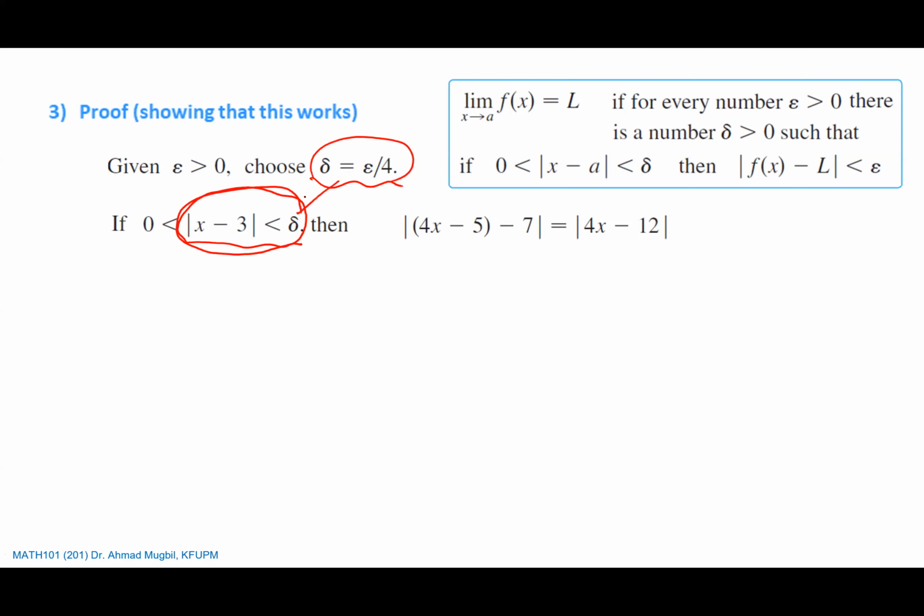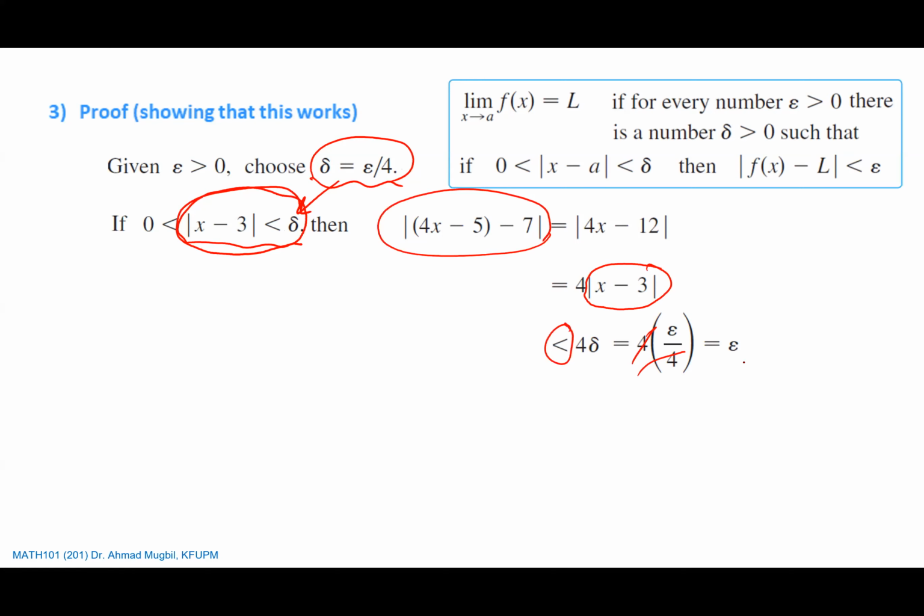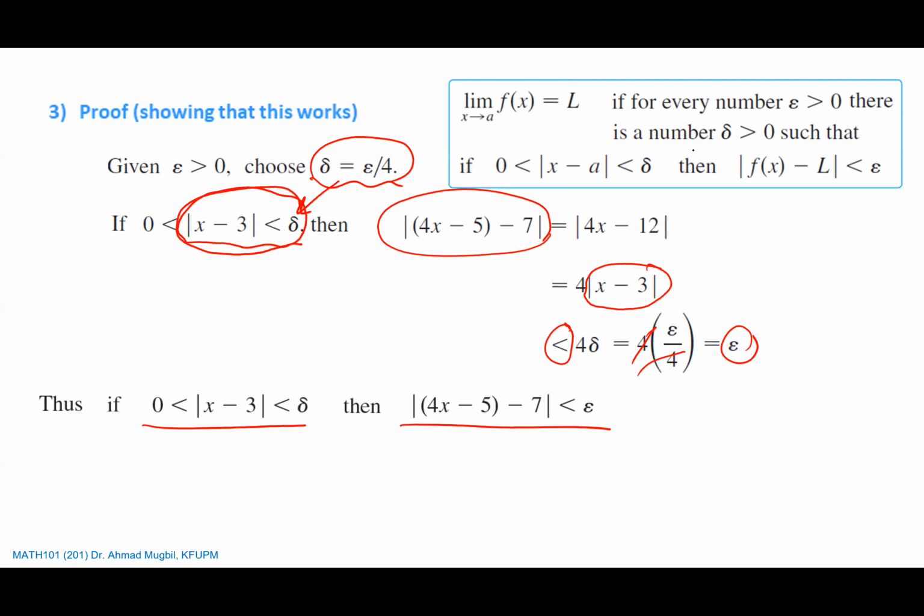Delta is this. Now we will conclude this. At the end, we want this to be the absolute value of x minus L. We want it to be less than what? Less than epsilon. If we can have this, we are done. Now this is for x minus 5 minus 7, for x minus 12, we will do the same steps. Now this is less than delta. What is delta? Delta is epsilon over 4. Cancel 4 with 4, it is epsilon. So we have this less than epsilon. If this, then this. Now we proved. So this is the proof indeed.